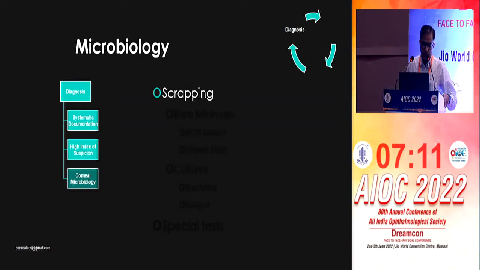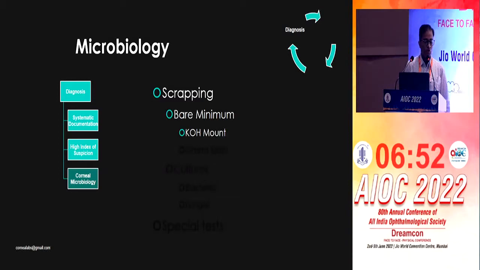Now, as part of the microbiology, I think the crucial step is the microbiology. Now, you would say, why should a general ophthalmologist worry about microbiology or scraping? But I would still emphasize that scraping is the cornerstone for treatment of keratitis. The bare minimum would be a KOH mount. This should give you the maximum information for you to start treatment.